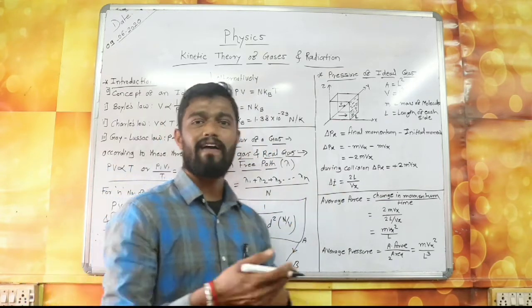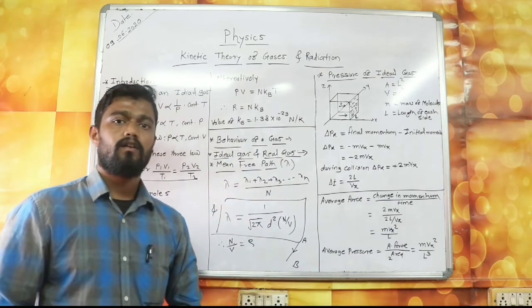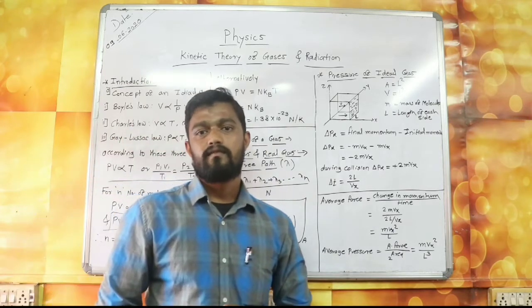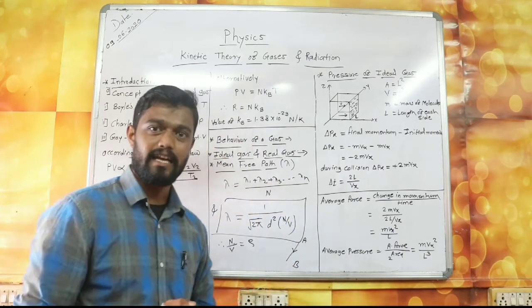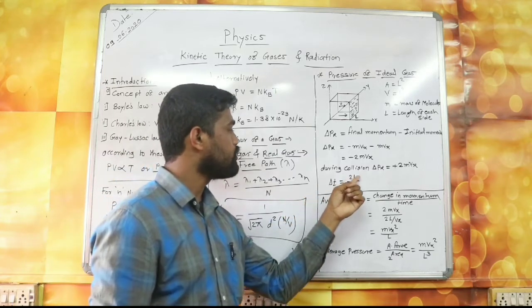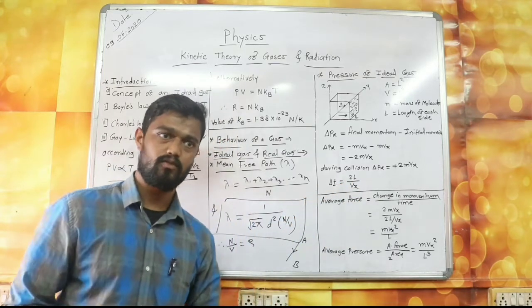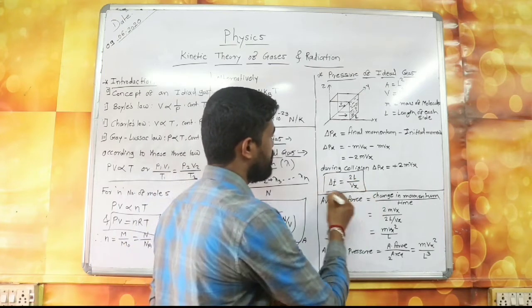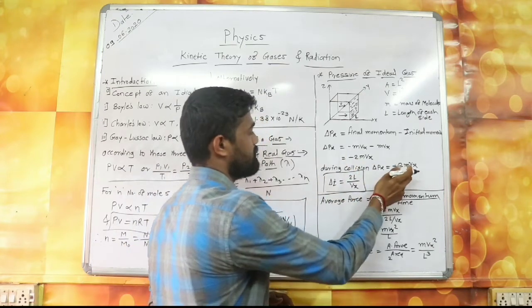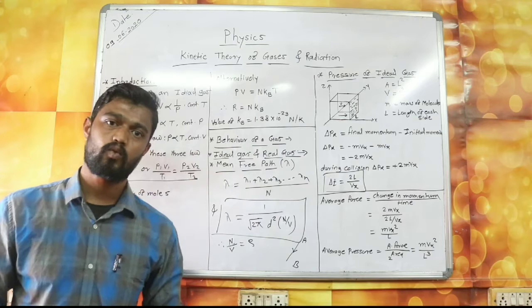So now we have to find the time. During collision, the molecule has a time delta t. Delta t is equal to 2L upon Vx. You have got this expression and this one: delta px is equal to plus 2mvx.